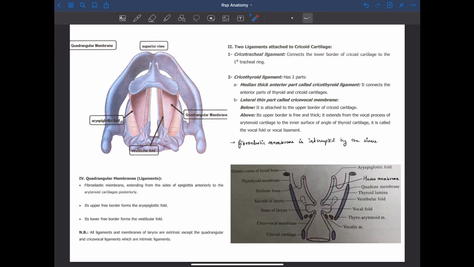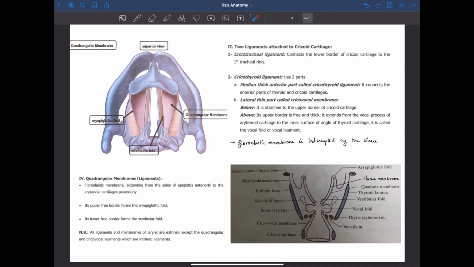The upper part of the cricovocal membrane is free and thick and forms this fold. What is this fold called? Vocal fold. It forms the vocal fold. And the lower part of the cricovocal membrane is attached to the cricoid cartilage. Can you see? This part is free, but this part is attached to the cricoid cartilage.